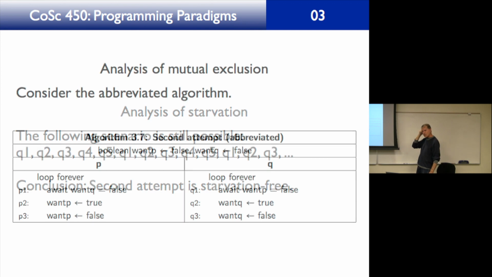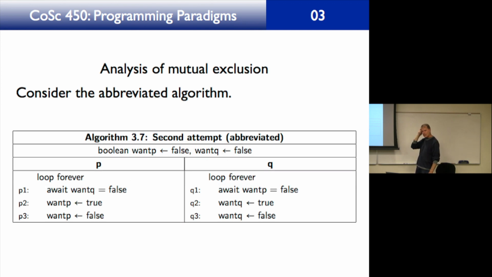Oh, first of all, let's think about mutual exclusion. Did you think that it was mutually exclusive or no? Do we have mutual exclusion? We're going to consider this abbreviated diagram. Remember how we abbreviated the diagrams? We don't need to put in the statements for the critical section and the non-critical section. We just do the protocols. Okay? So this is await want Q equals false, want P gets true, want P gets false, await want P equals false, want Q gets true, want Q gets false.